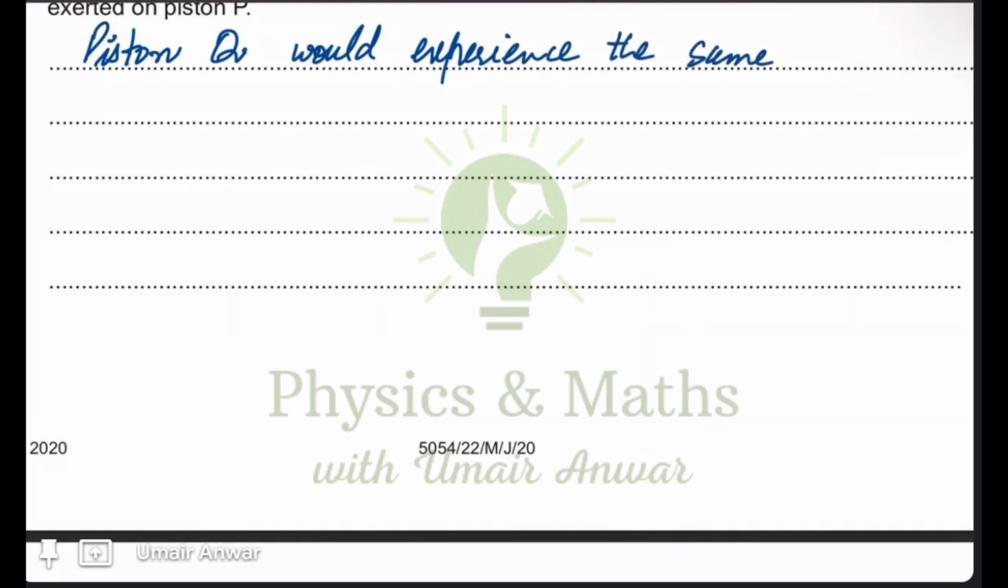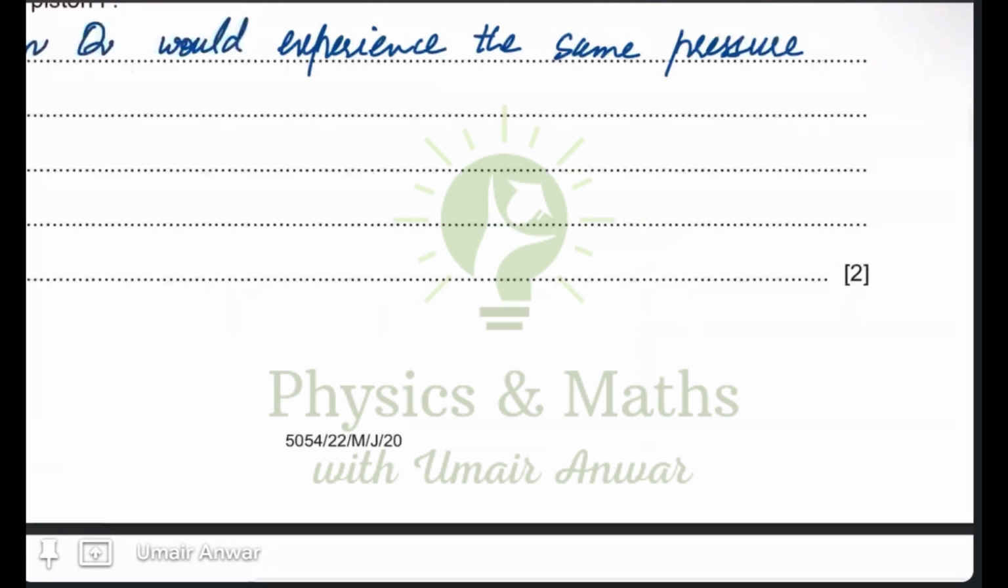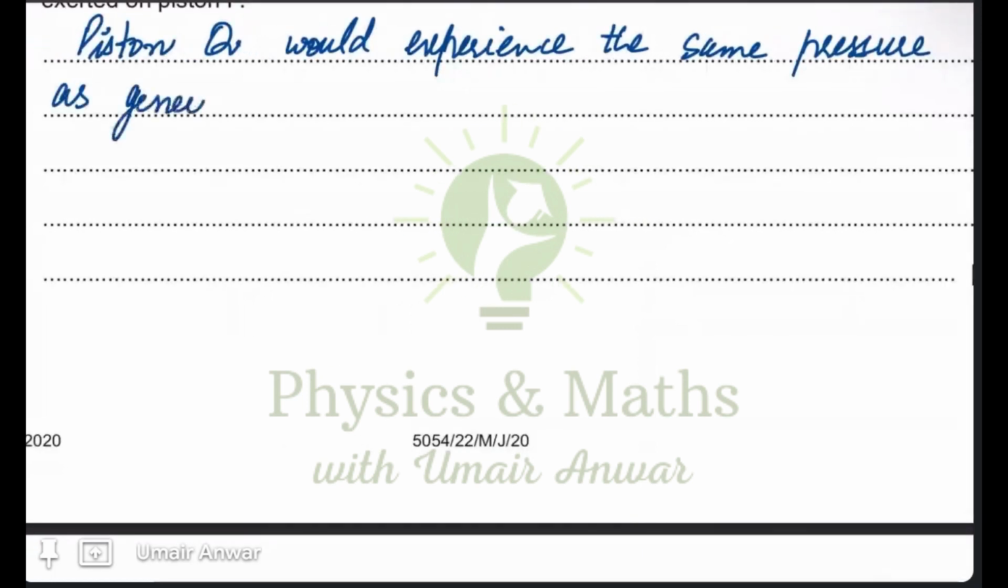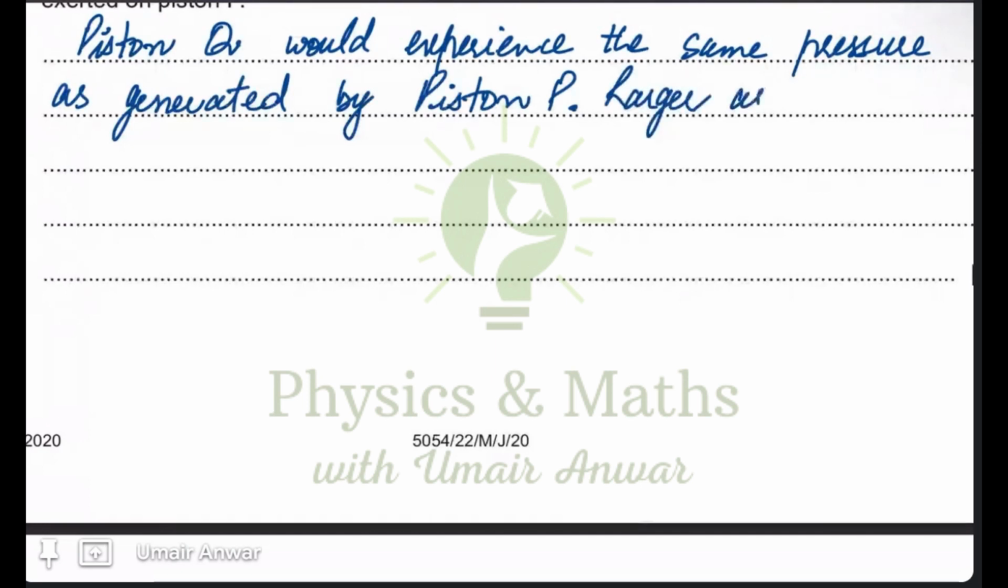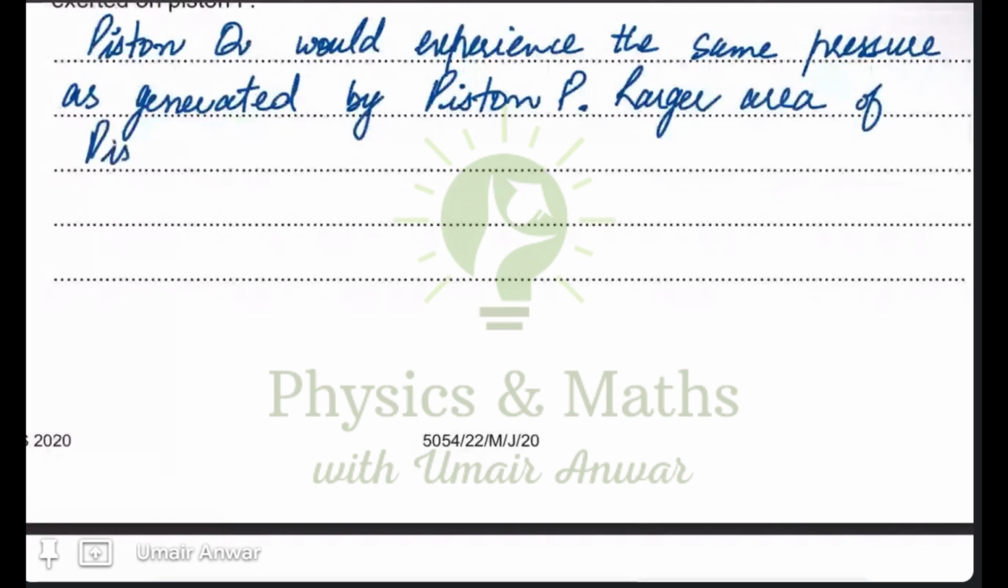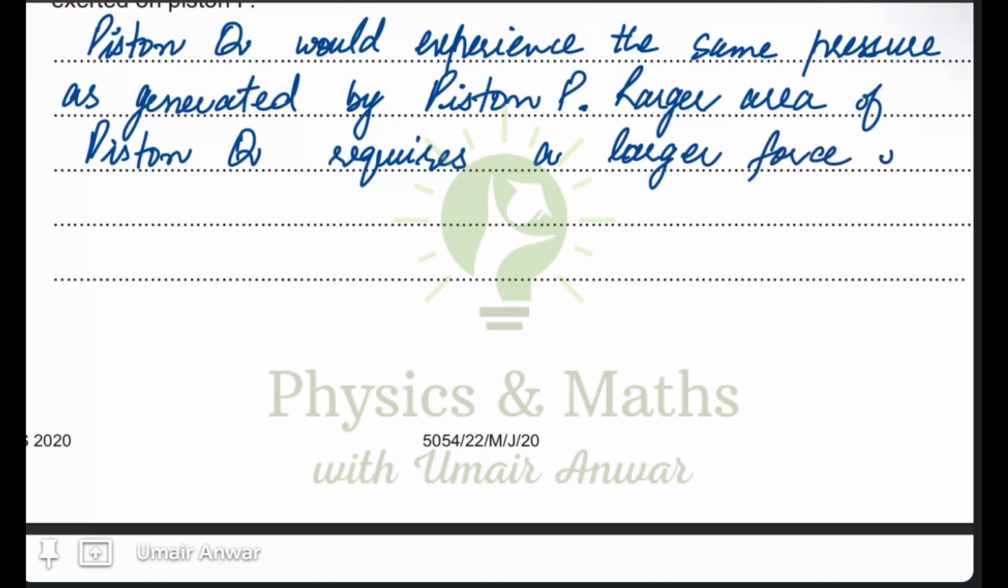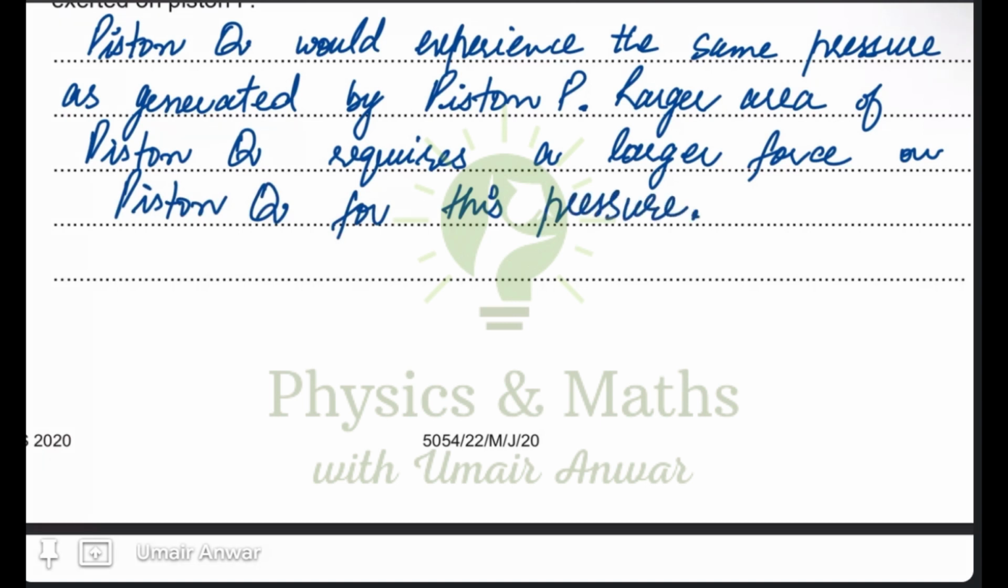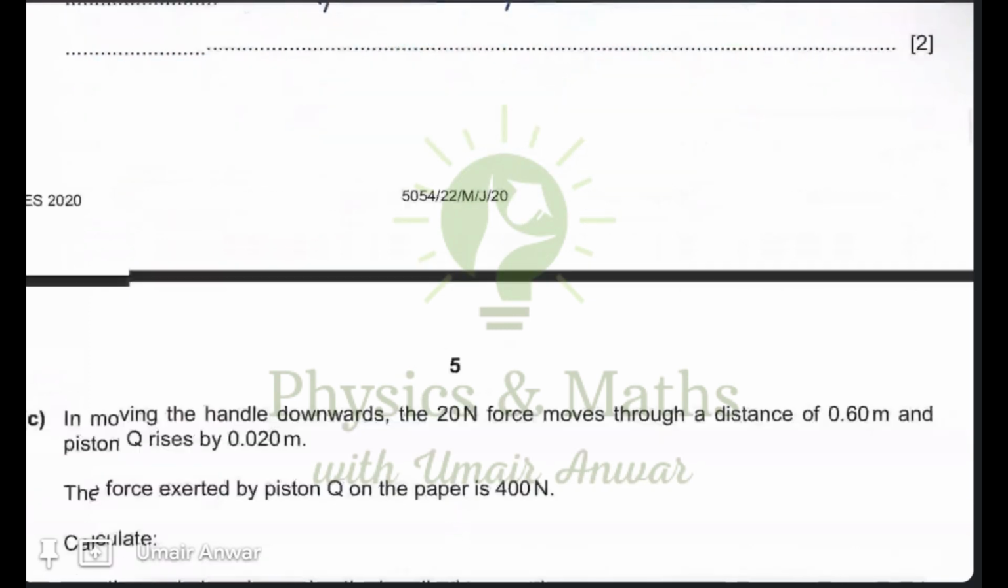The first thing we would explain is that piston Q would experience the same pressure as generated by piston P. This is the first point. And secondly, the larger area of piston Q requires a larger force on piston Q for this pressure. So if we have to keep the pressure constant for a larger area, a larger force is needed. So these are the 2 points for a 2-mark answer here.